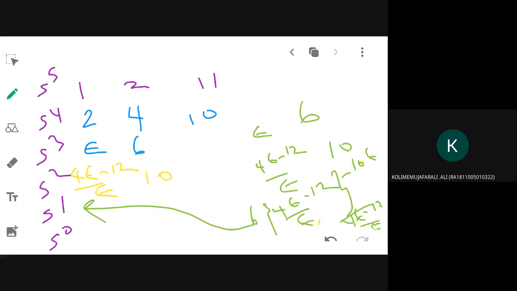Hello. What about the last row element, s to the power 0? I think it will be 10, na? 10. Okay. Yes, ma'am.